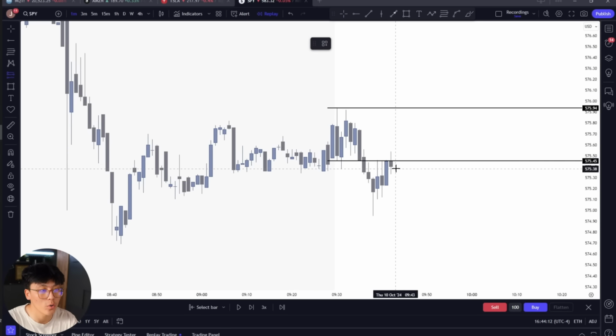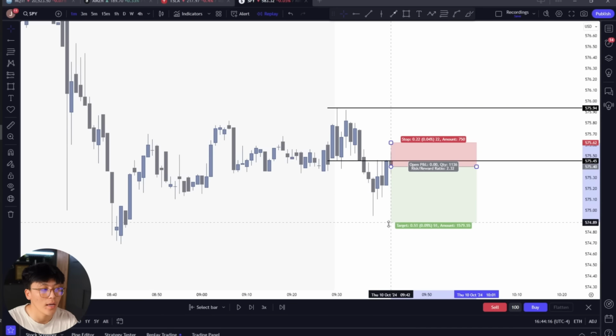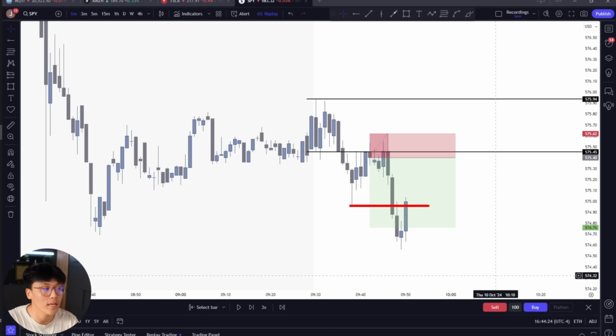That's where we can look to go short, stop just above the break, and we can look to target low of day and a 1 to 2 as well. So you can see right there, price ended up taking out the swing low, also your pre-market lows as well, for a very nice scalp towards the downside.